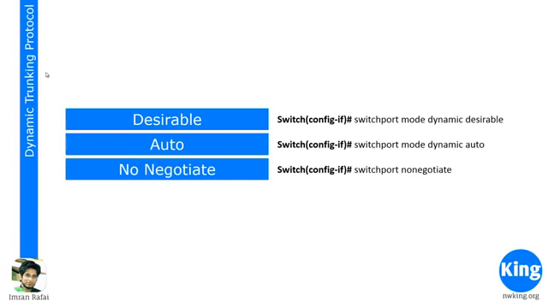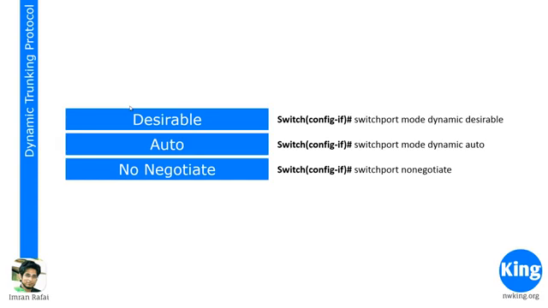But let's assume one side is in dynamic auto, the next command here. So one side is in dynamic auto, the other side is in dynamic desirable. Again, the dynamic desirable switch will send a DTP packet to the dynamic auto switch, and the dynamic auto switch will say, fine, I'm configured for auto. That means I can do whatever you want. So you want to become trunk? Fine, let's become trunk.